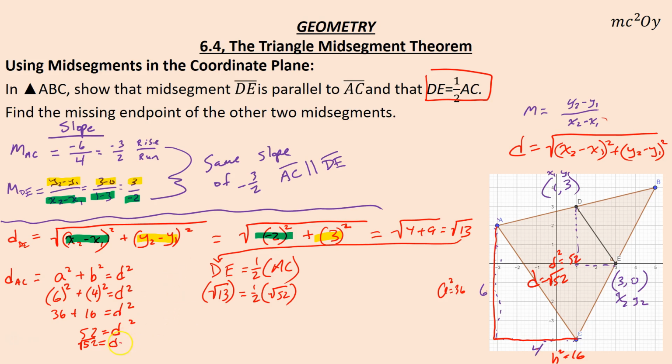So let's actually simplify root 52 here. Root 52 is the same thing as root 4 by root 13. And root 4 is 2. So that is 2 root 13. So root 52 is not just root 52, it's also 2 root 13. And 2 root 13, 1/2 of 2, those cancel, right? Half of 2 is 1. That means root 13 is on the right and root 13 is on the left. That means DE is equal to 1/2 AC. You've just shown it right there. Okay?